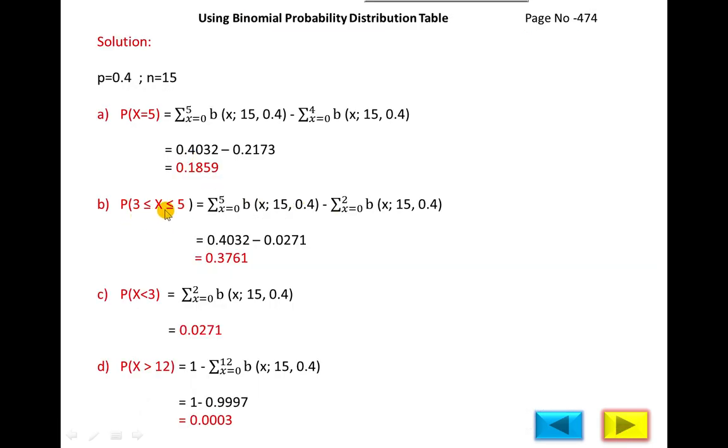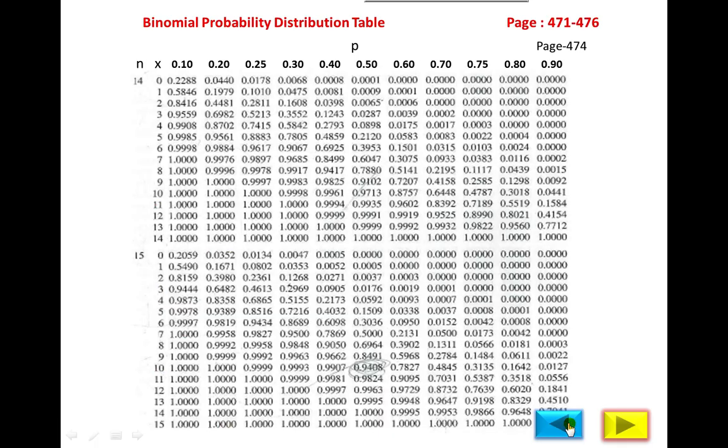Second part, between 3 to 5. If you subtract the value of 0 to 2 from 0 to 5, you will obtain 3, 4, 5. So 0 to 5 is the value 0.4032, and 0 to 2 is the value 0.0271. If you subtract 0 to 2 from 0 to 5, you will obtain 3, 4, 5.